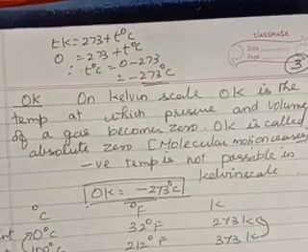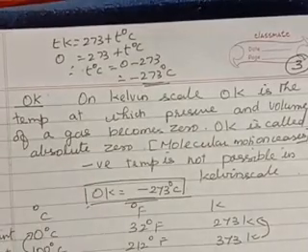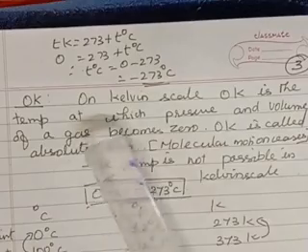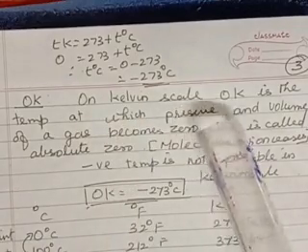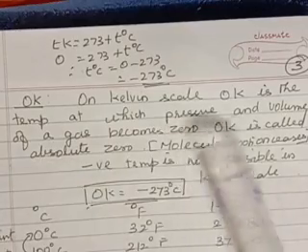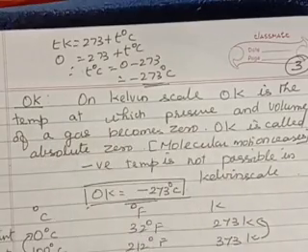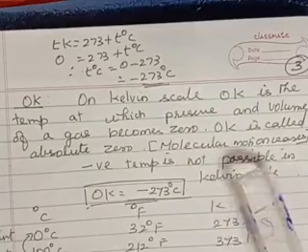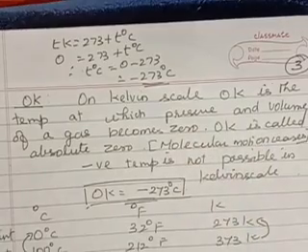Very important question. So, what does absolute zero explain? You can say that on the Kelvin scale, 0K is the temperature at which the pressure and volume of a gas become zero and makes the molecular motion stop.